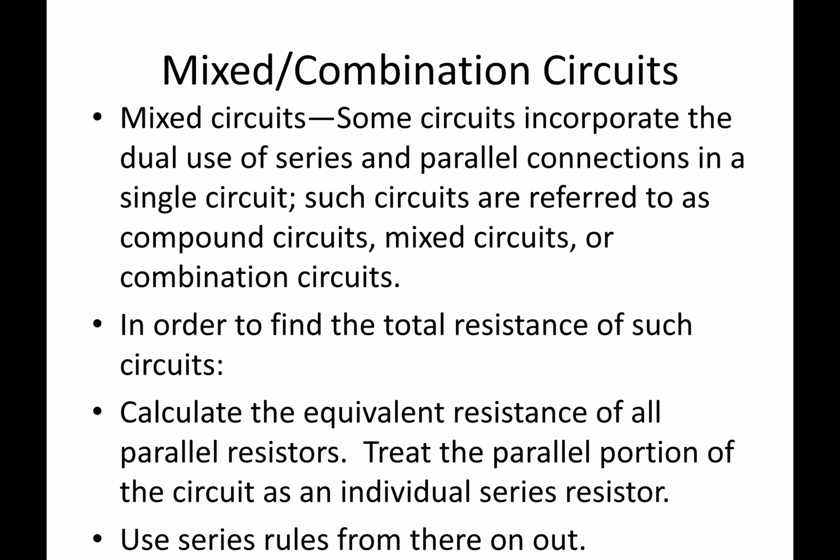In order to find the total resistance of such circuits, you're first going to calculate the equivalent resistance of all the parallel resistors. You're then going to treat that entire parallel section of the circuit as if it were one series resistor. You're then going to use the series rules, which means you're going to add that parallel portion to the resistance of each of the series resistors to get the total resistance. And we'll see some problems for that on the next slide.